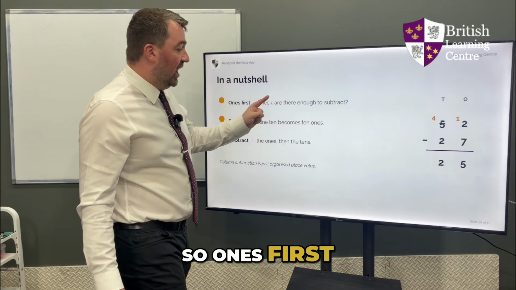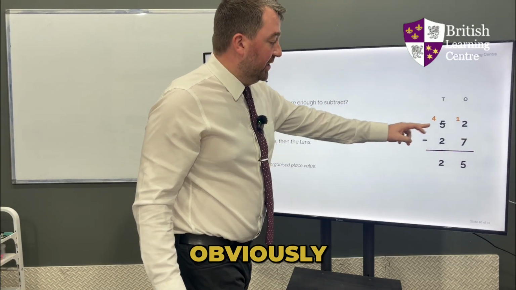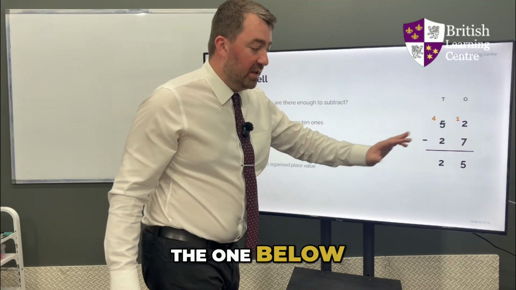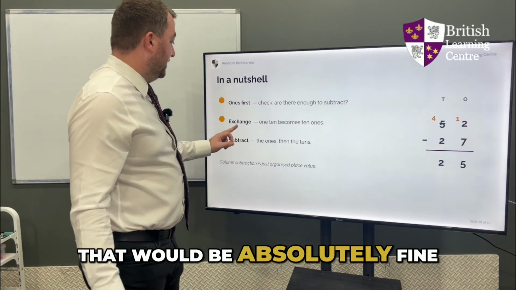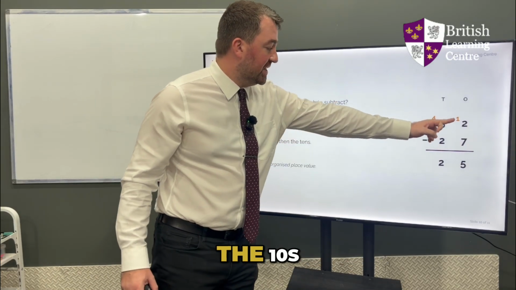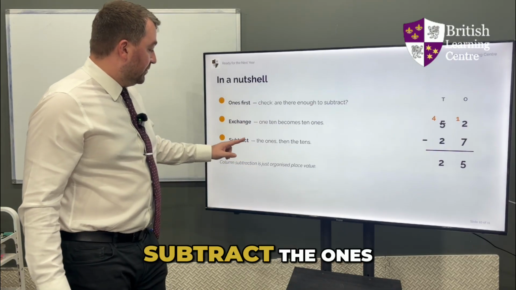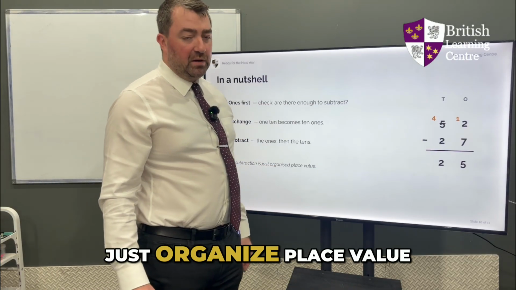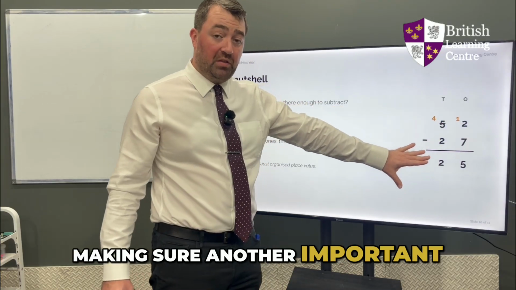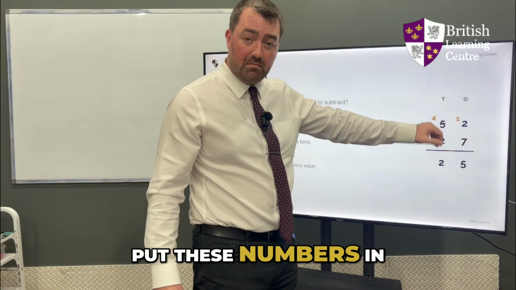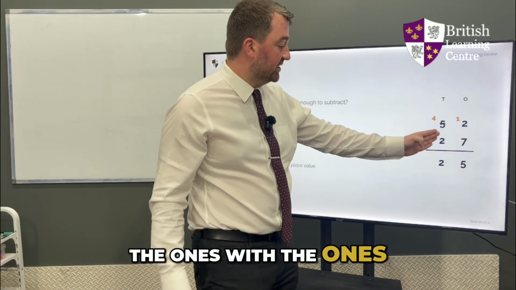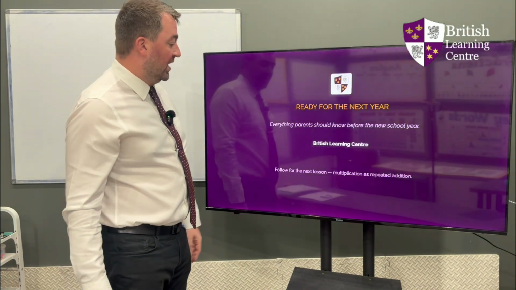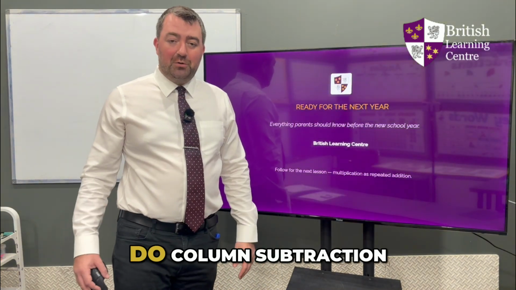So 1s first, are there enough to subtract? Obviously, if the number in the 1s column is bigger than the one below, then we don't need to do this. That would be absolutely fine. Make the exchange of the 10s, bring them across, subtract the 1s, then the 10s. Column subtraction, just organize place value. Another important thing is to make sure that you do put these numbers in the right place. The 1s with the 1s, the 10s with the 10s. If there are hundreds, hundreds would go in the next column across here. And that's how you do column subtraction.